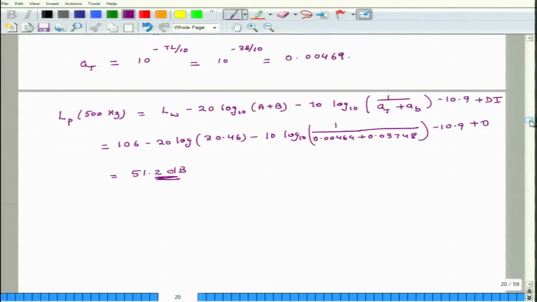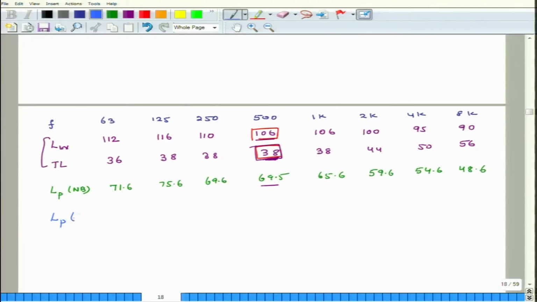So, we will complete that table. LP with barrier at 500 hertz is 51.2 decibels, and for the other frequency bands I will also give the results, and then we will make a couple of observations. So, this is 64, 66.3, 57.9, 48.2, 39.2, 31.2, 24.4.